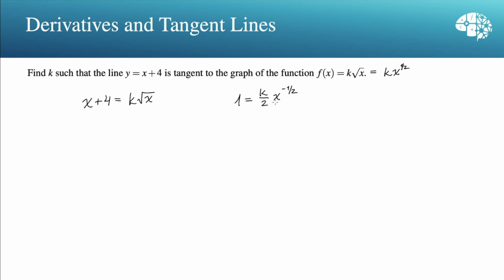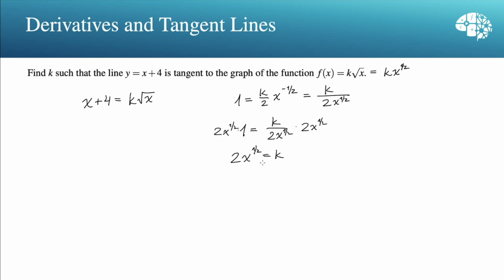So first of all, I'm going to rewrite this just a little bit. This negative exponent means that this x is actually in the denominator. So this is k over 2x to the positive 1/2. I'm just going to rewrite this so it's a little bit cleaner: 1 equals k over 2x to the 1/2. And then to get k by itself, we'll multiply both sides by 2x to the 1/2. And of course, 2x to the 1/2 is equal to k.